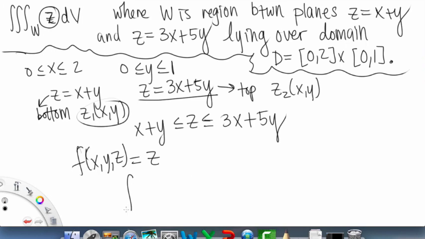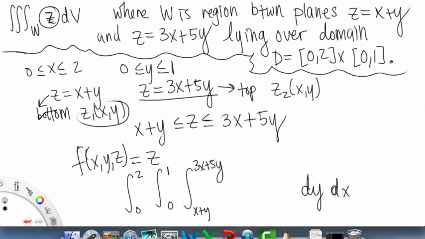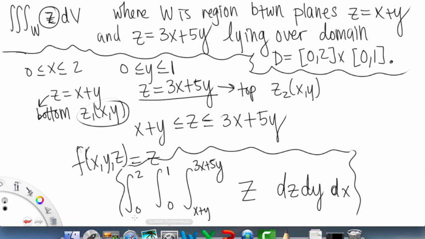Okay, so let's set up 0 to 2. I'm just going to go with x's first, so x's are on the outside, and then y's as we work in, dy, and then we have our all-important z here. The bounds for that are x plus y down here, and 3x plus 5y up there, and then dz. And in the middle, we have our z. So this is our setup for the triple integral. All right, and we'll continue solving on the next slide.